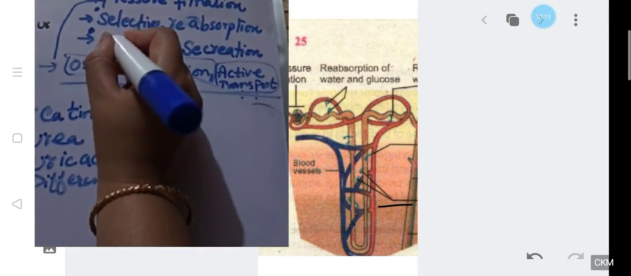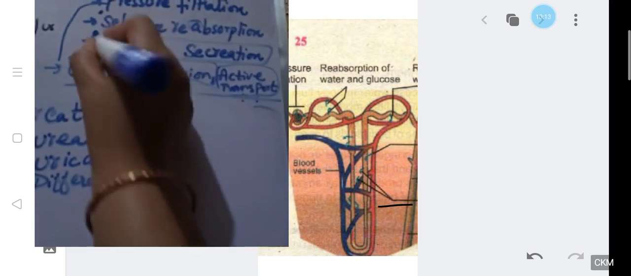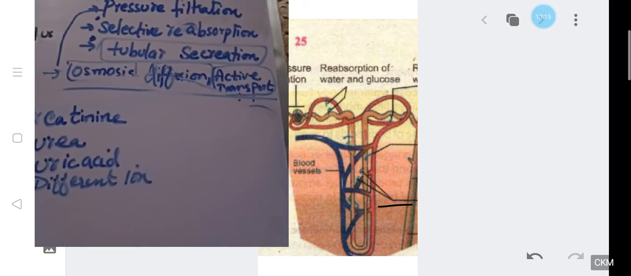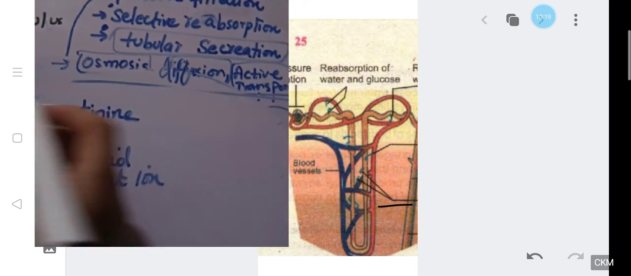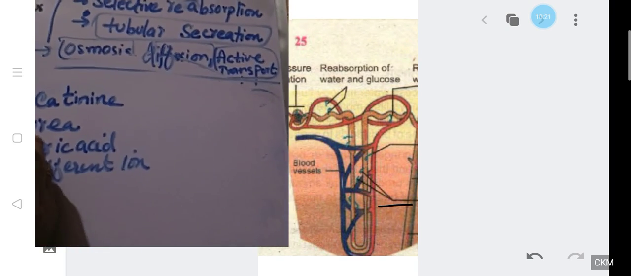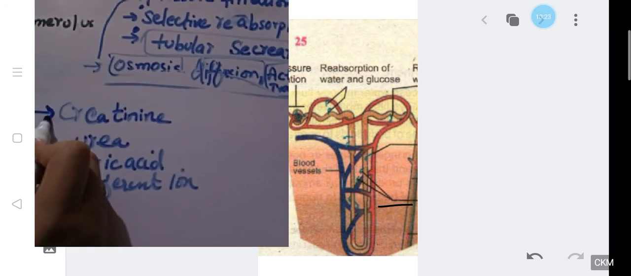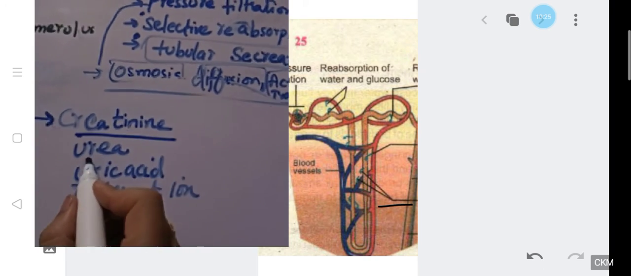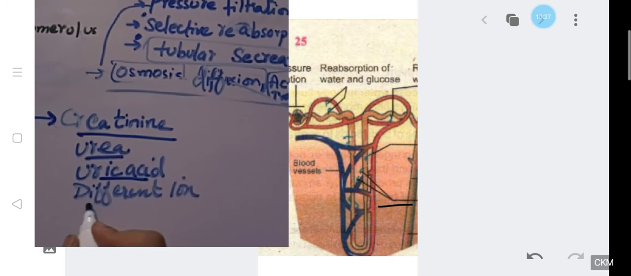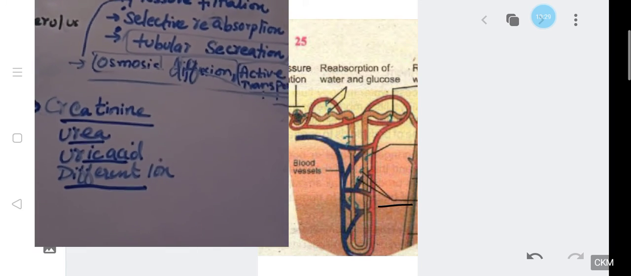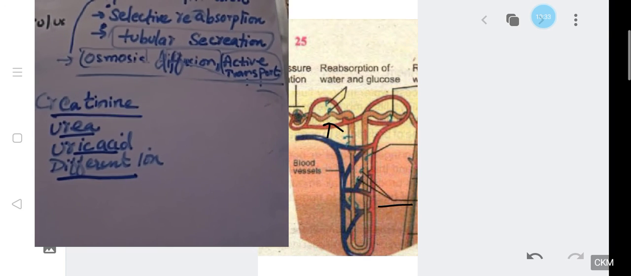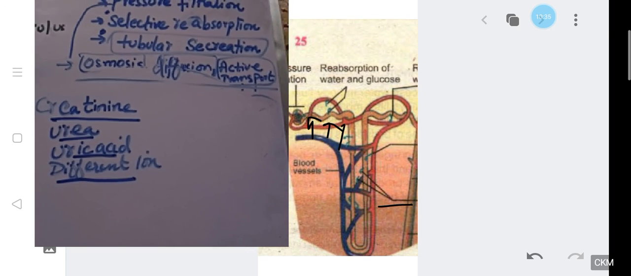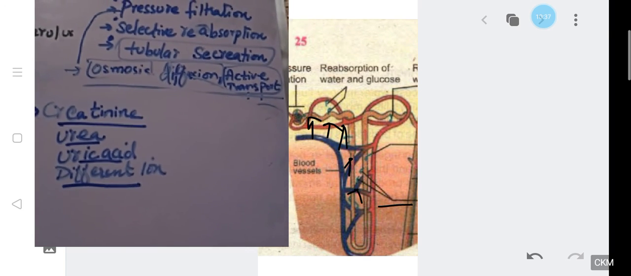Now the last step is the tubular secretion. Basically, what is happening in the tubular secretion? In the tubular secretion, many of the ions, like many of the metabolic waste like creatinine, urea, uric acid and different ions are basically secreted towards the filtrate from the blood toward the renal tubule.